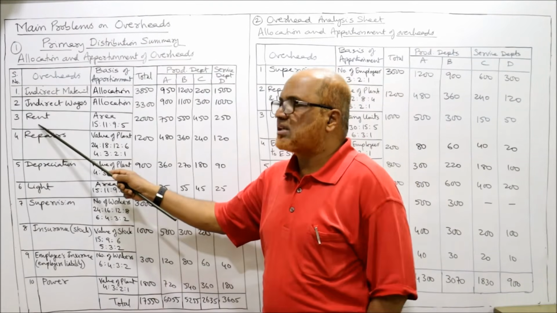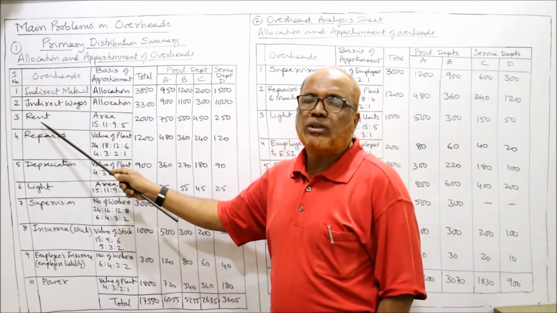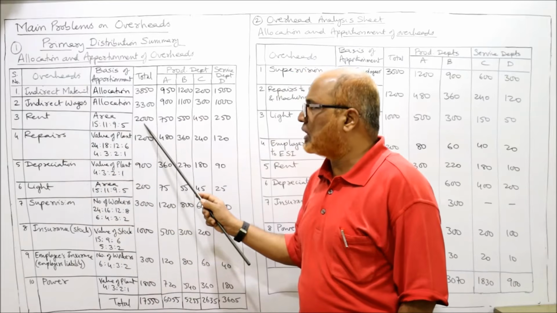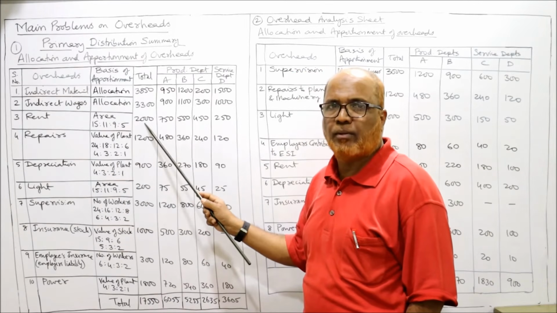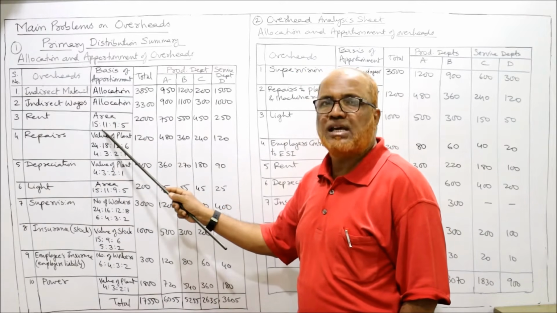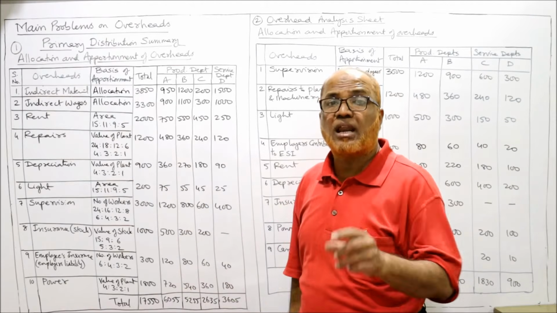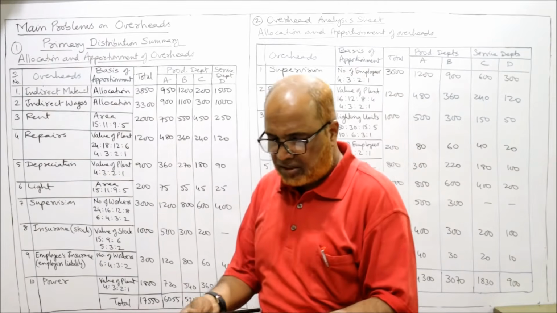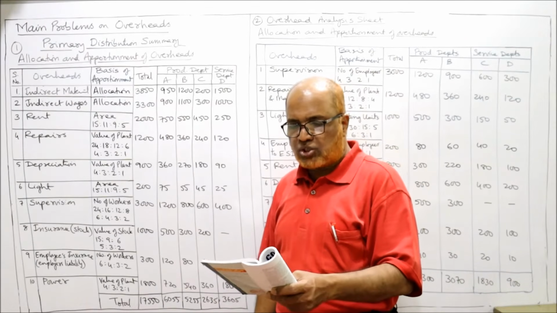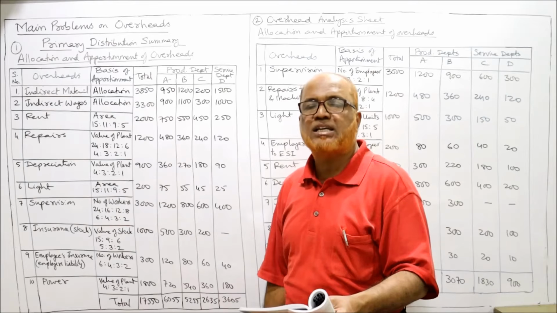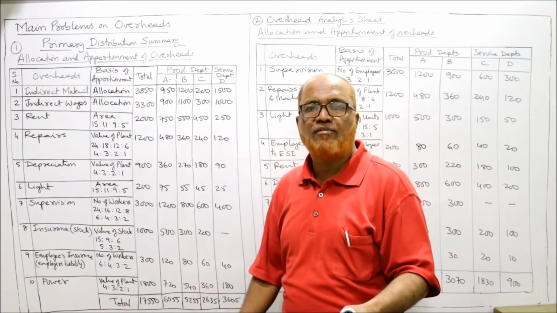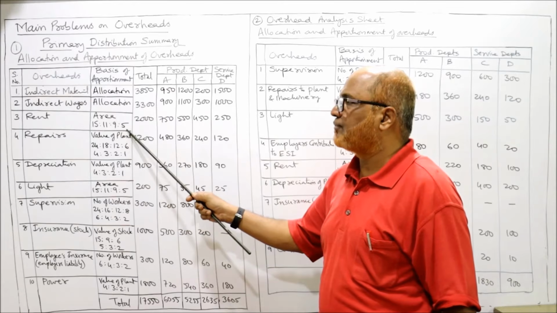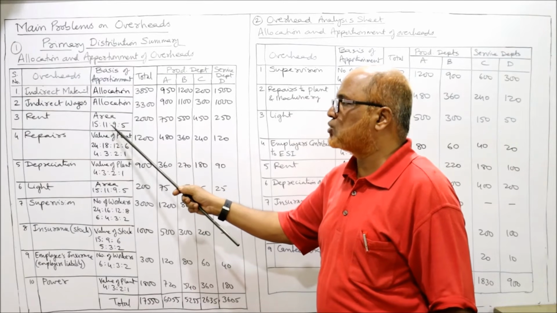So the third one is rent. I already told you there is a relationship between rent and area. So we divide the rent of 2000 rupees, which is given in the problem. Basis of apportionment is area. So we have taken the ratio of area, given in the problem as 150 is to 110 is to 90 is to 50. 10 I have removed, so it will become 15 is to 11 is to 9 is to 5.